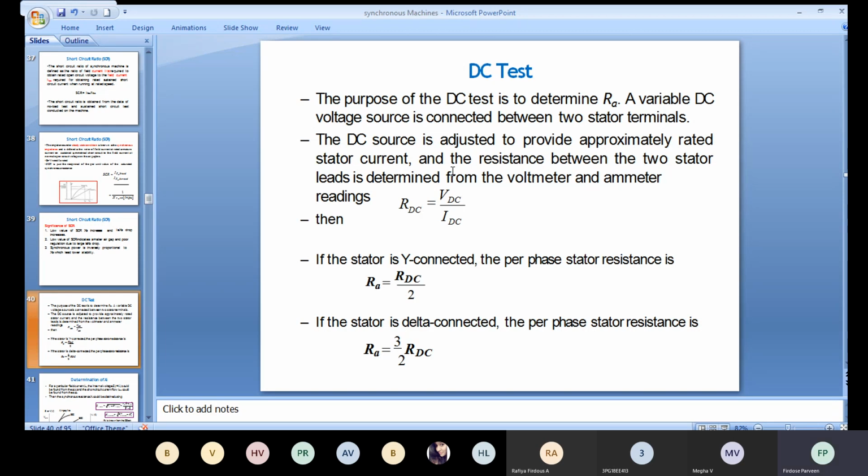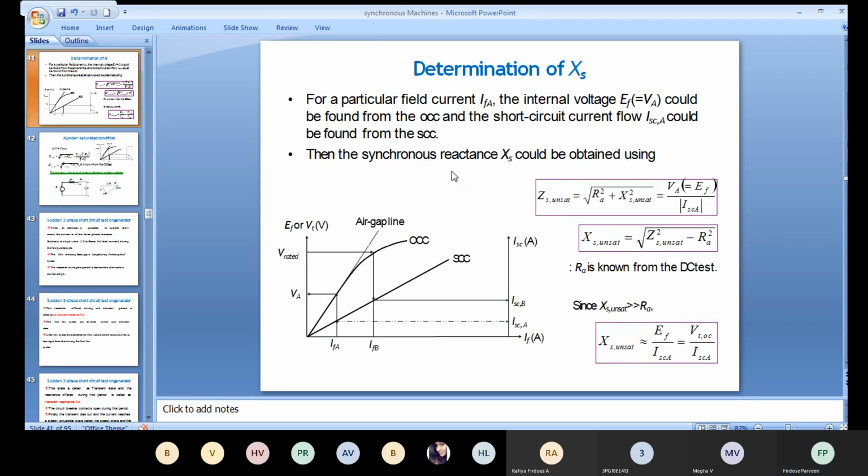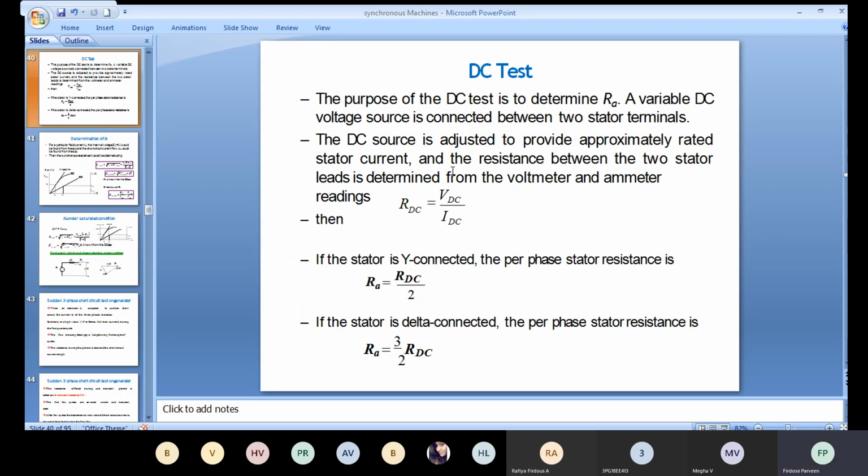Next, coming to the DC test. The purpose of the DC test is to determine the armature resistance. A variable DC voltage source is connected between two stator terminals. The DC source is adjusted to provide approximately rated stator current, and the resistance between the two stator leads is determined from the voltmeter and ammeter reading, which is given here.